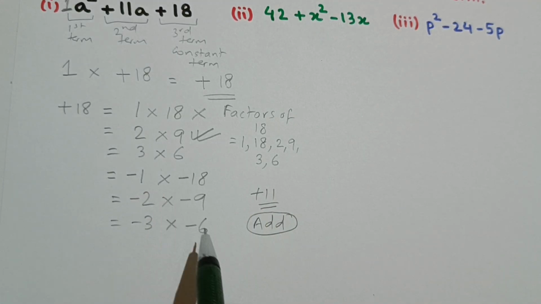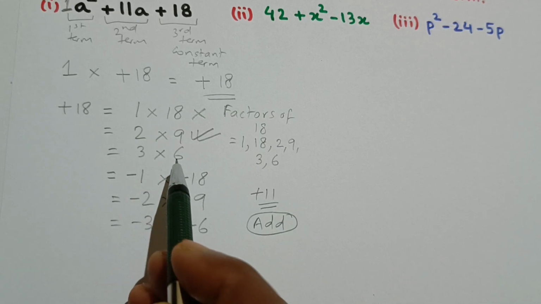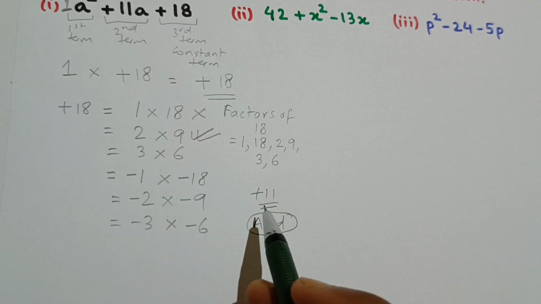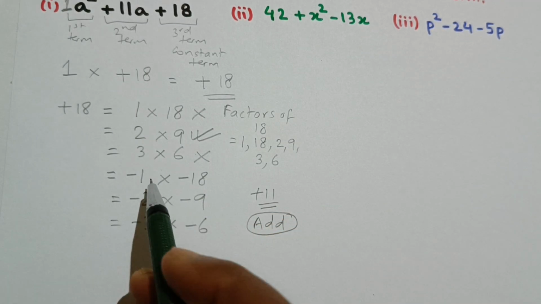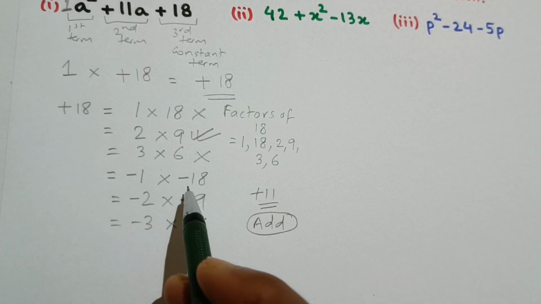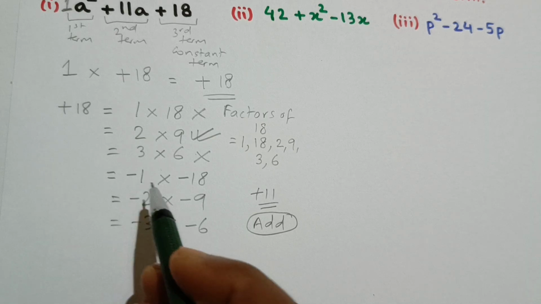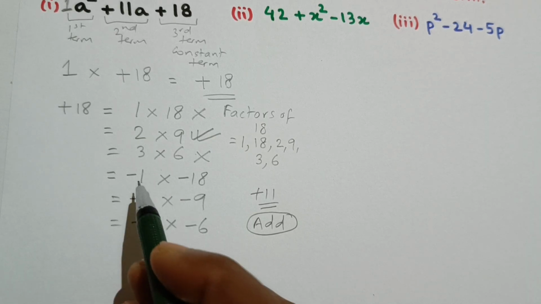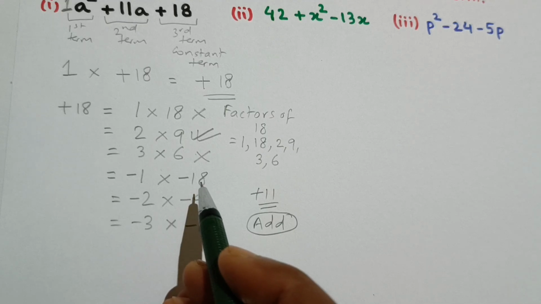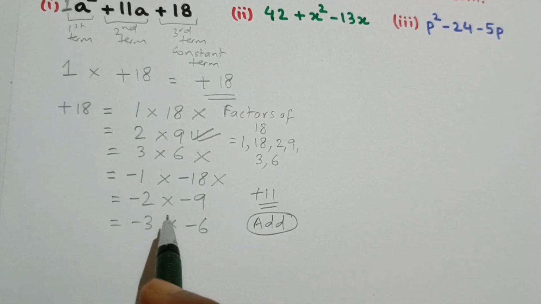And you can check the other pairs, they won't satisfy this criteria. You can check. So this pair, 3 and 6, if you add, what do you get? 3 plus 6 is 9. I want plus 11. So this is plus 9. So this is not. Then this pair, minus 1 minus 18. If you add them, what do you get? Minus 1 plus minus 18, which is minus 1 minus 18. Minus 1 minus 18 is minus 19. No, I want plus 11. So this is not the pair.